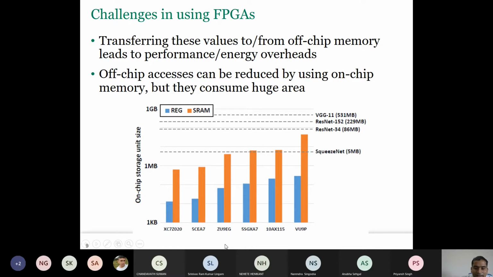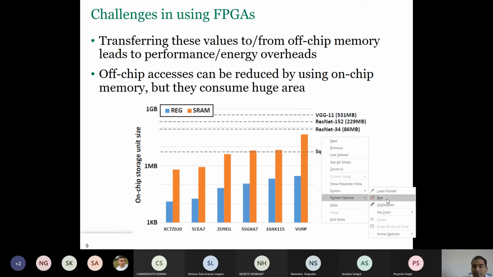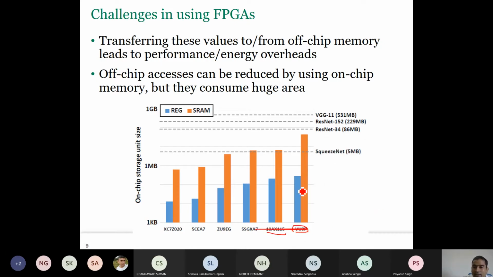For example, these are names of different FPGA models. This is their register file storage capacity, and this is the SRAM storage capacity. Fine. This is one of the high-end FPGAs. You can see that only the high-end FPGA, this VU9P, can hold SqueezeNet entirely in its on-chip memory. And that is also because SqueezeNet is so small.